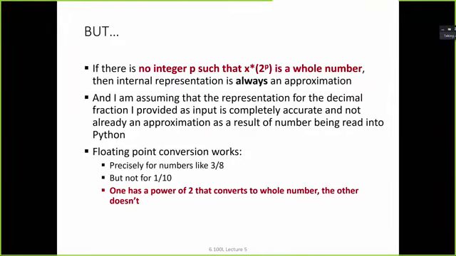Okay, so that's the system. That's the recipe for getting this binary representation out of a decimal number. But there's a problem. This is all relying on the fact that I can find this magical power of 2, that if it's big enough, I can find such a power of 2 that when I multiply it with my decimal number, I get a whole number out of it. And that's not always the case.